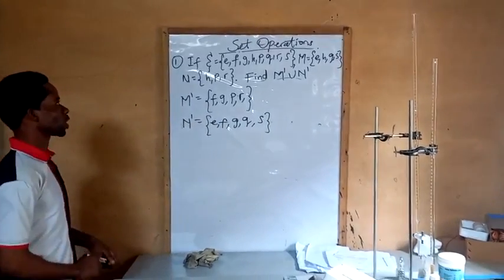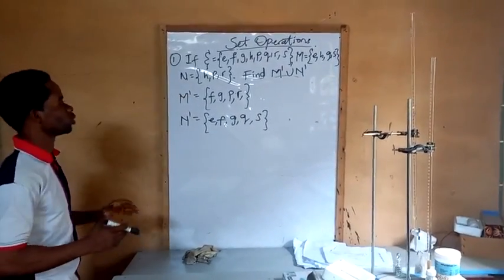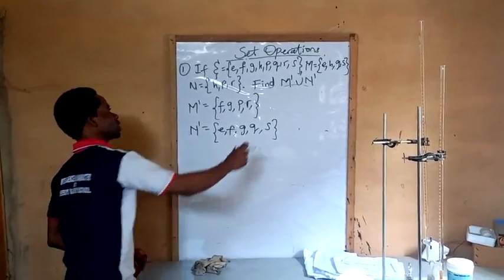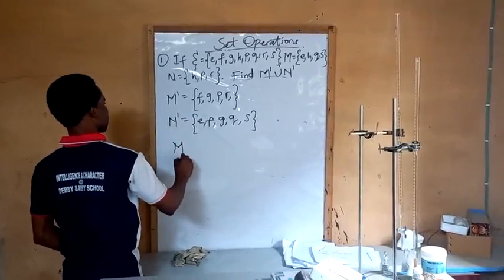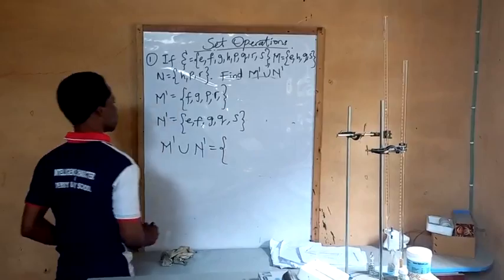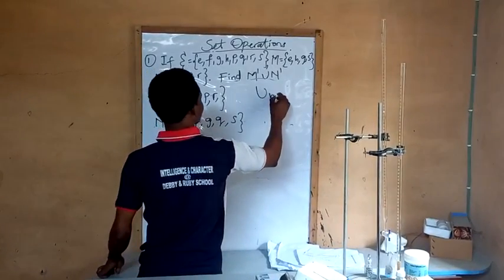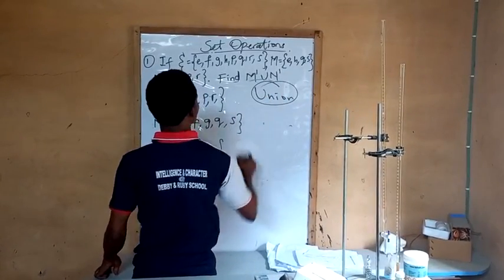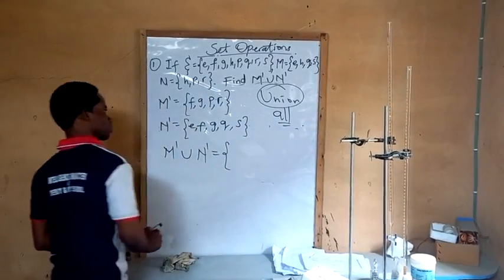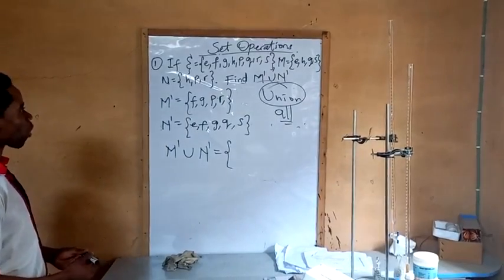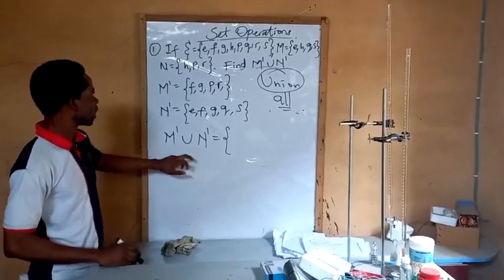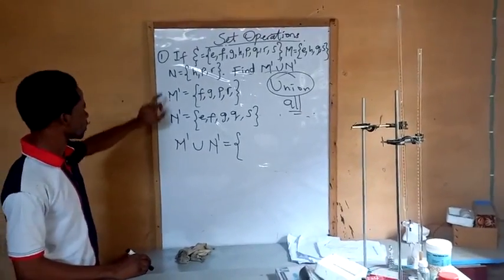So what we cannot find in this set, we can find in universal; that is M prime or complement, anyhow they call it. Now let's solve what they say. They say M prime union N prime equals to what? What is the meaning of union? Union means all. That means everything inside the two sets.